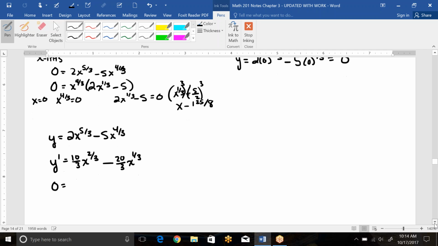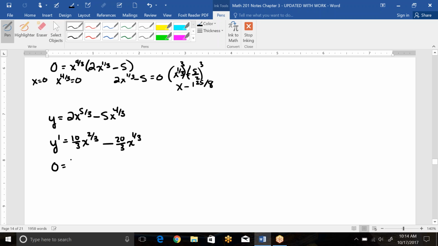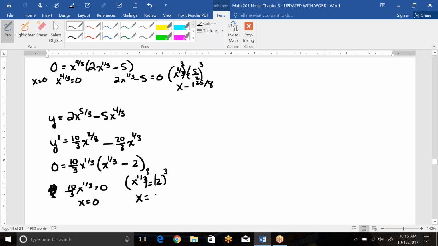Remember, those are the numbers that could possibly be relative maxes and mins. I think I can pull out a 10/3, and I can also pull out an x to the 1/3. That would leave me with just x to the 1/3 for the first one because it has to add back to 2/3, minus 2 because you pulled the 10 out and the 3 out, but you'd still have a 2 from the 20. So we set those equal to 0 to find our possible critical values. This one will just be 0 since it's times the x. This one, though, we'll have to add the 2 over. And then we'll take this by cubing both sides. And the possibility is 8.